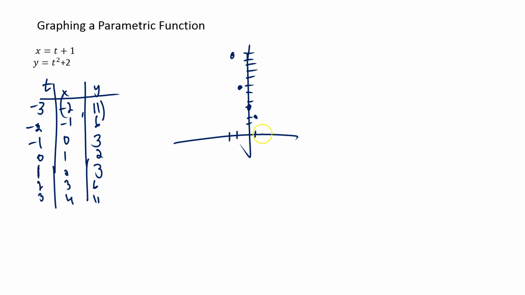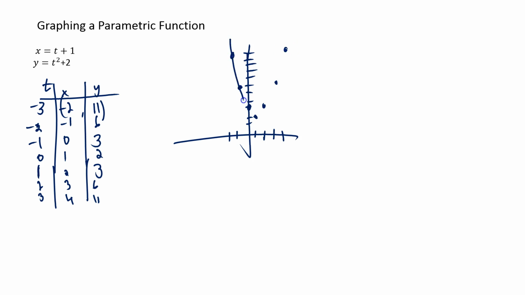And then we should pop back up the line. Wait, what am I missing? I missed one. When t is 0, we're at 1, 2. When t is 1, we're at 2, 3. And when t is 3, we are at 4, 11. I feel like I missed one. When t is 2, I'm at 3, 6. There we go. And then 4, 11 is where we round out.